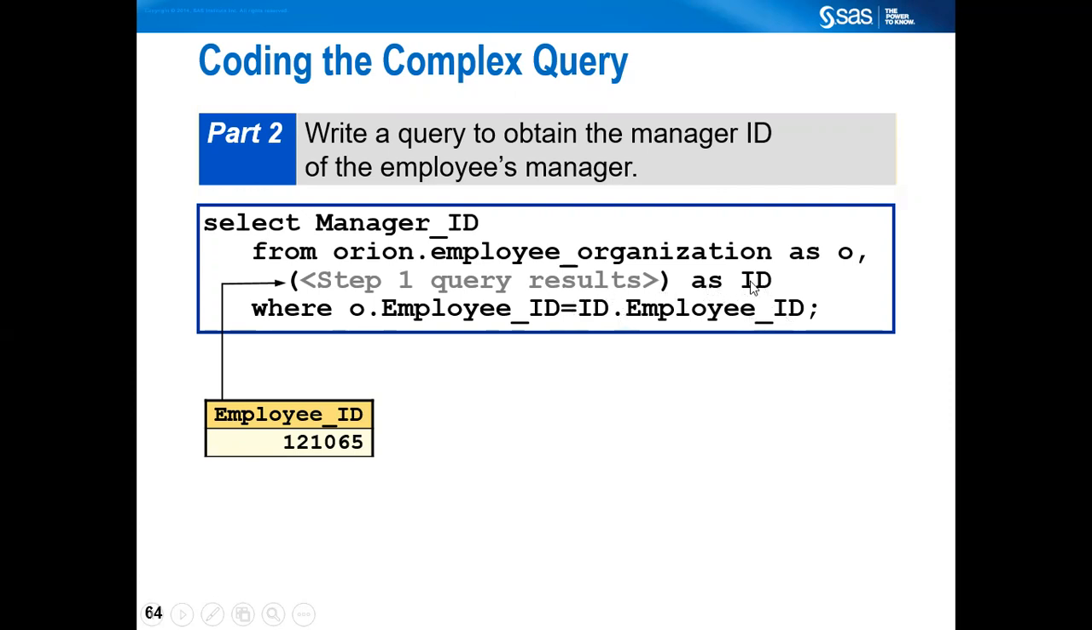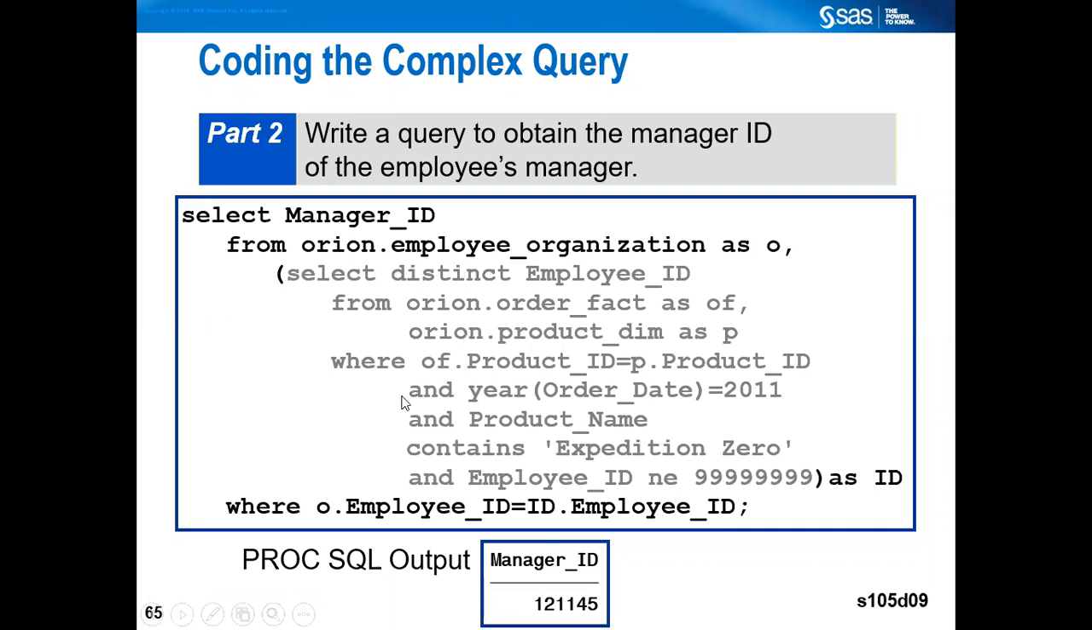So instead of the table name, we will be using this ID. This query you are giving the name as ID, right? So this is a virtual table. You are joining these two as if this is a physical table. You are joining this with this on the basis of the common column, which is employee ID, and you will be returning the manager ID from this. So this is what it's telling. You'll get one manager ID.